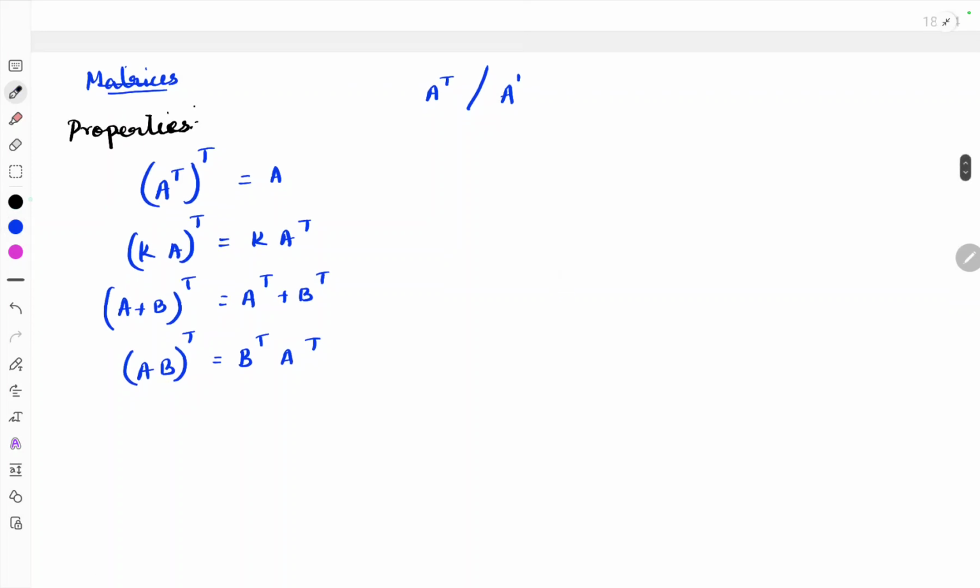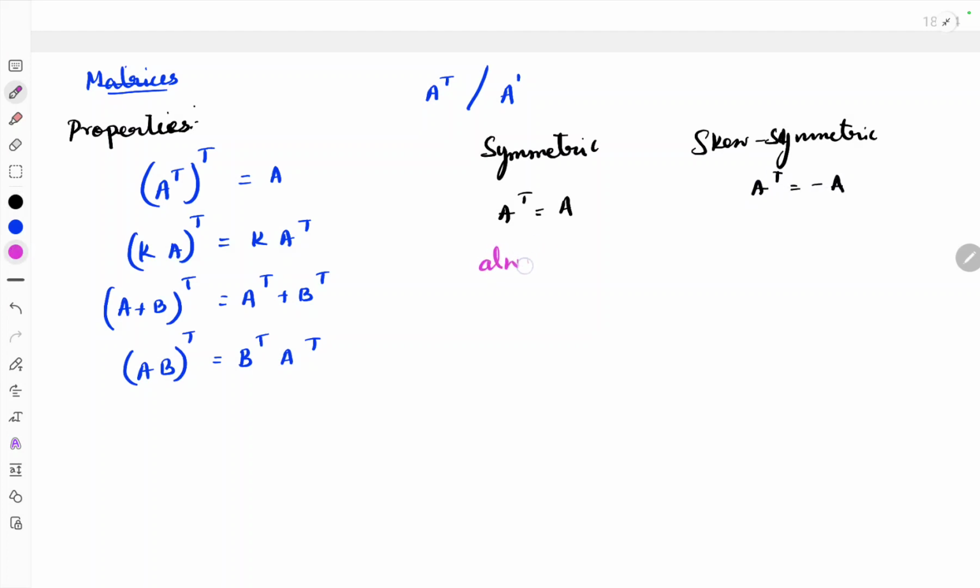So now if it is symmetric, then A transpose will be equal to A itself. If it is skew symmetric, then A transpose will be equal to negative of A. Always A plus A transpose will be symmetric. This is always. Now if A plus A transpose is symmetric, after multiplying with some constant K, K times A plus A transpose is also symmetric.